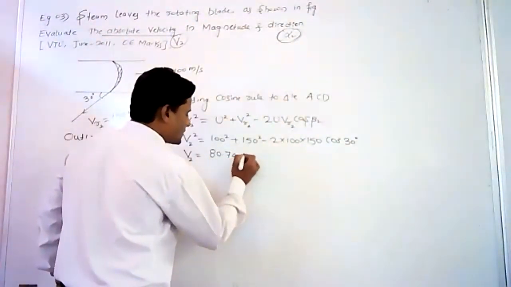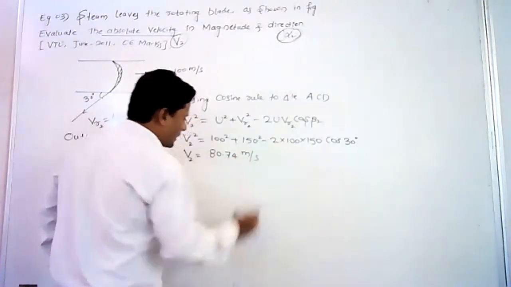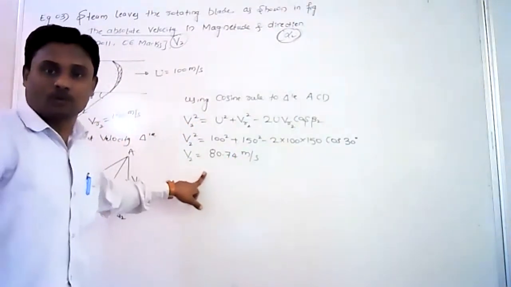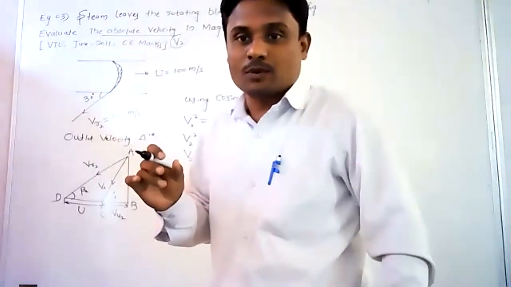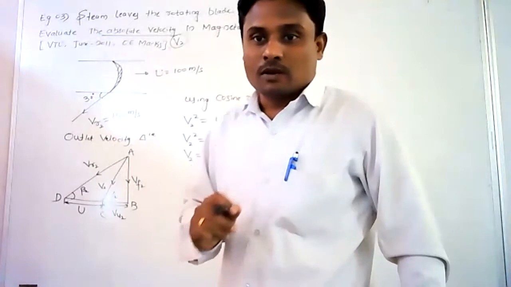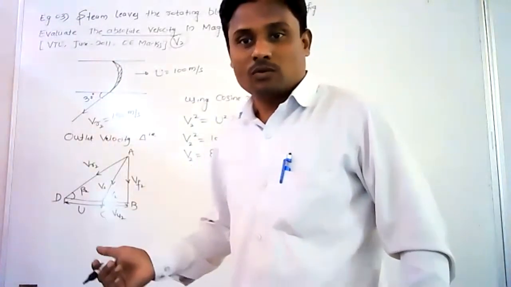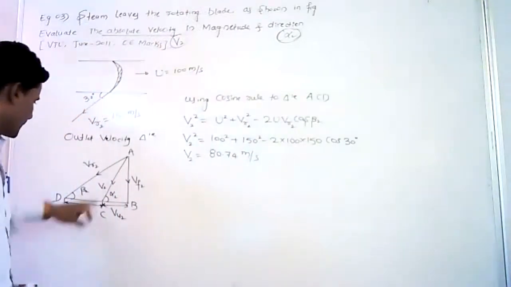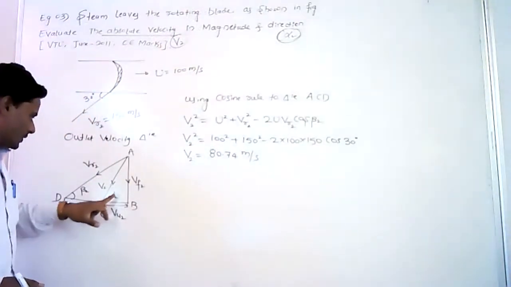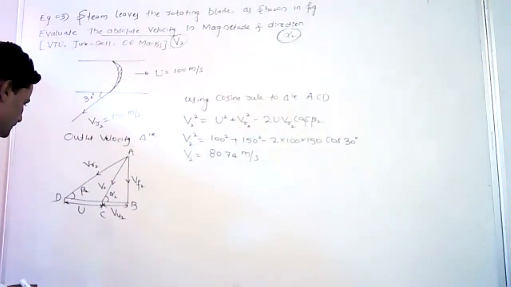80.74 meter per second. This is the magnitude of absolute velocity V2. Now, if you get the value of alpha 2, that will give you the direction of V2, right? So V2 is known. How to get the value of alpha 2?